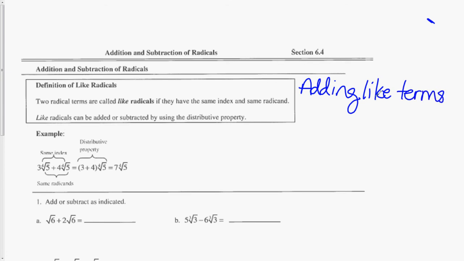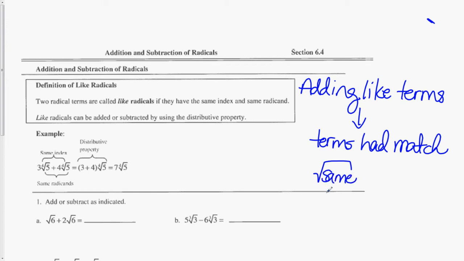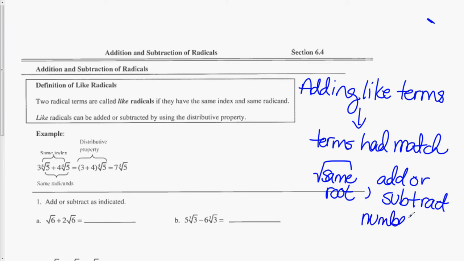And remember, when we add like terms, the terms had to match. So in like terms, you had to have the same variable with the same exponent. With radicals, you have to have the same root in order to be able to add or subtract them. And then what you will do, you will add or subtract the number in front of the root. Very, very similar to collecting like terms.